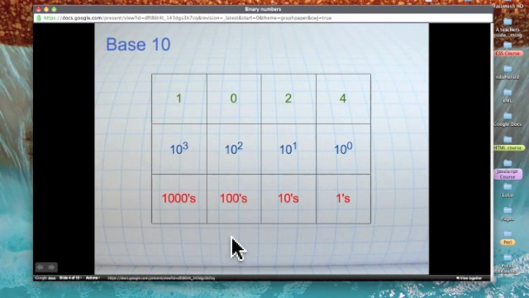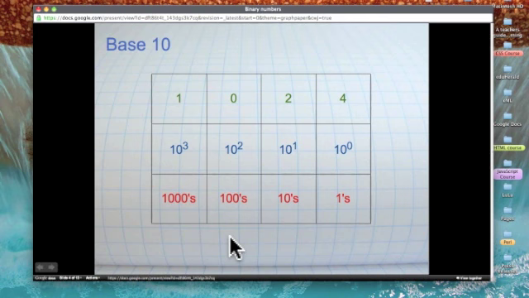Now, in the third column, moving from right to left, we have a 0. But 0 what? 0, 10 squared. 10 raised to the 2nd power, or 10 times 10, which would be 100. So I have no 100s. That's our 100s place. And then the leftmost column has a 1. But 1 of what value? 10 to the 3rd power, or 10 cubed. 10 times 10 times 10, which is 1,000. So the 1 is in the 1,000s place.